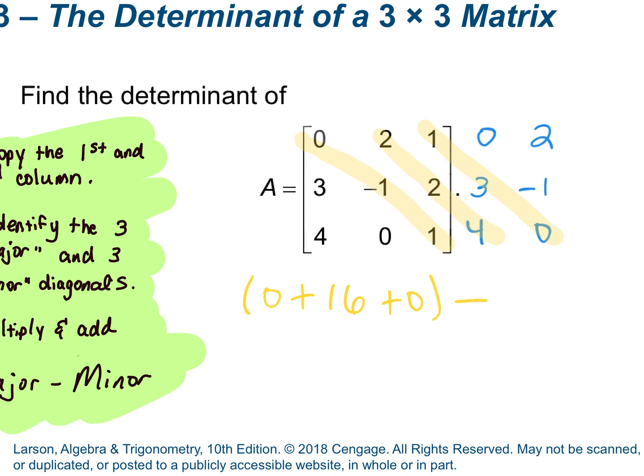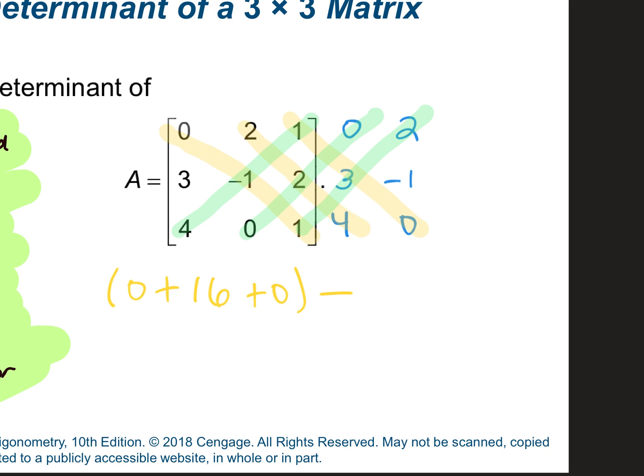And now we're going to identify the 3 minors. So we're going to say these ones: 1, 2, 3. And we do the same thing. What is 4 times negative 1 times 1? Negative 4, good. And then you have 0 times 2 times 0, 0. And then 1 times 3 times 2, 6.